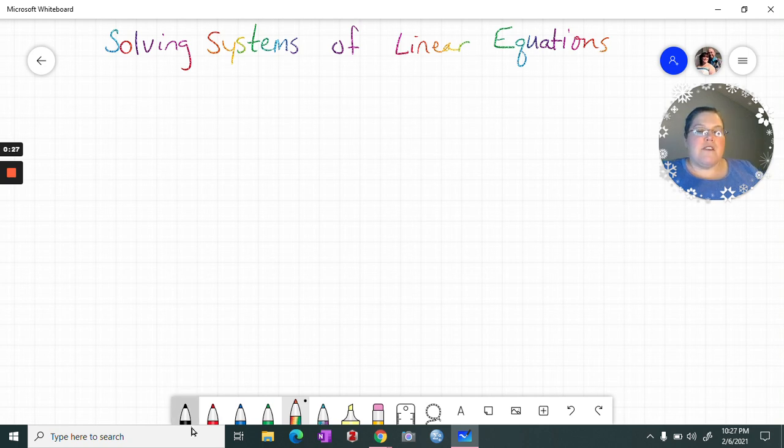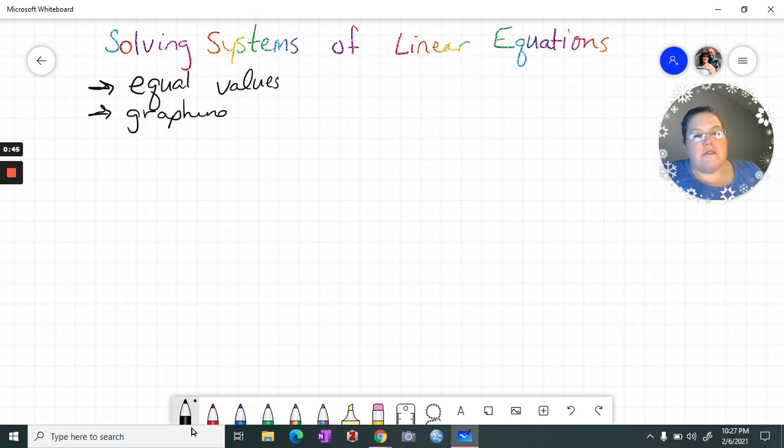Alright. So remember, we have multiple methods. I have a video that I just posted with this one where we can solve using the equal values method or the graphing method. And both of these, remember, have the same setup where we have y equals an expression for both equations.